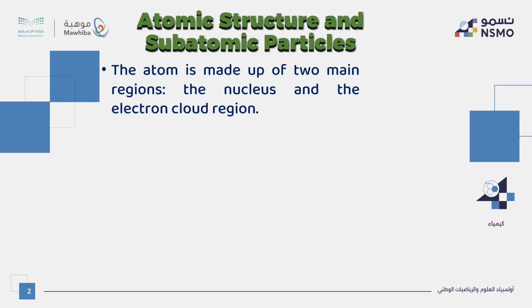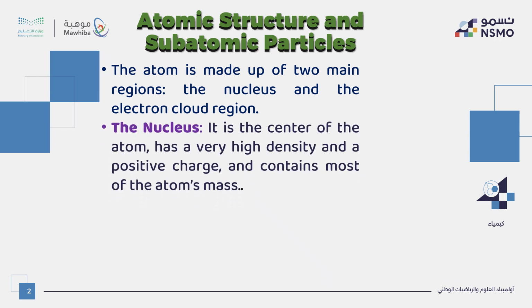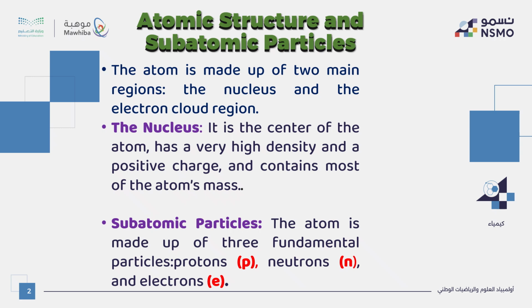An atom is made up of two main regions, the nucleus and the electron cloud region. The nucleus is located at the center of the atom. It has very high density, carries a positive charge, and contains most of the atom's mass. Surrounding the nucleus is the electron cloud, which is the region where electrons move rapidly around the nucleus.